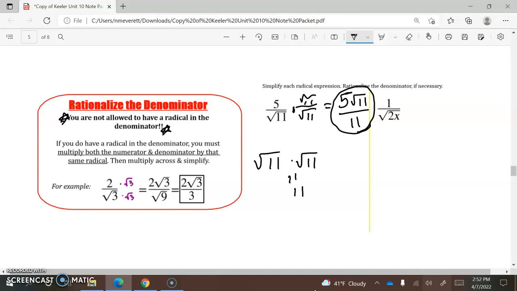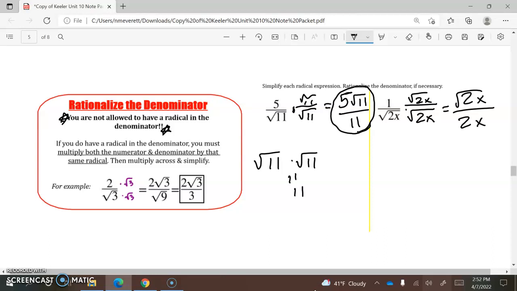So we do the same with this one. It's 1 over the square root of 2x. The 2x, I can't simplify that out at all. 2x, can't do anything with those. So I'm going to multiply on the top and on the bottom by the square root of 2x. The square root of 2x times 1, well, that just leaves me with the square root of 2x. And remember, the square root of 2x times the square root of 2x, I'm just left with 2x. And I can't do anything more with this.